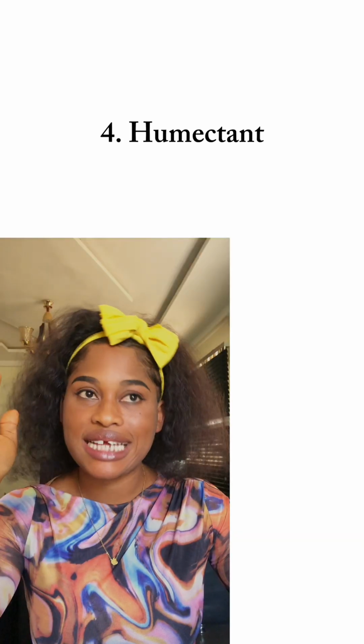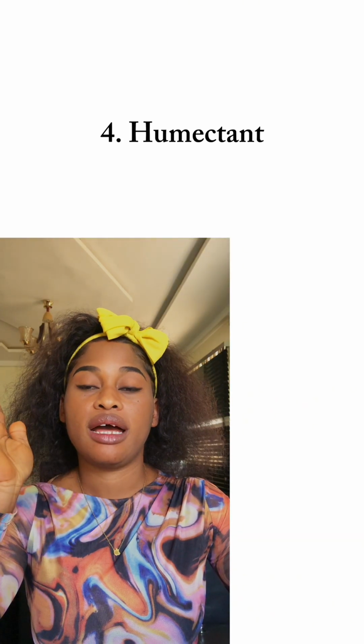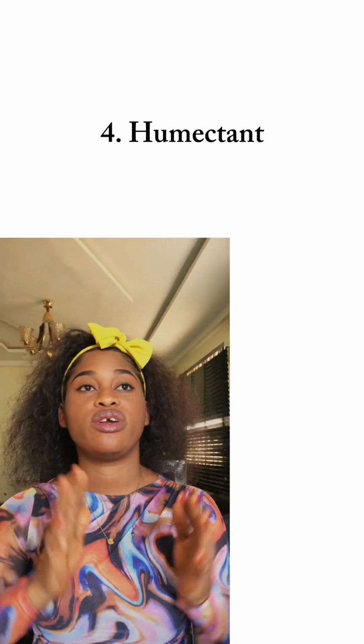All right, so let's go to the next one, which is number 4, and the number 4 on my list is humectant. Yes, humectant is a very crucial ingredient, especially if you are formulating a product for a dry skin type. Humectants are the ingredients that draw water into the skin. They either draw water from the deeper layer of the skin or from the air. That's how humectants work.